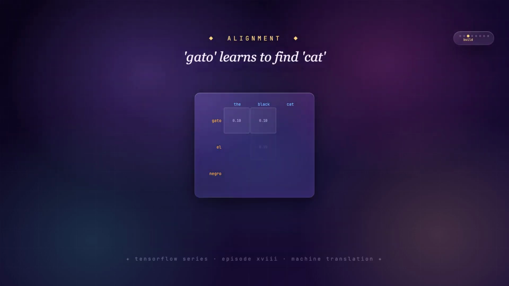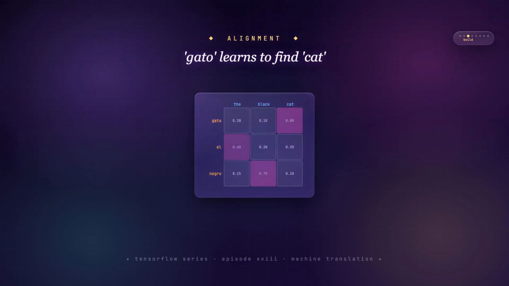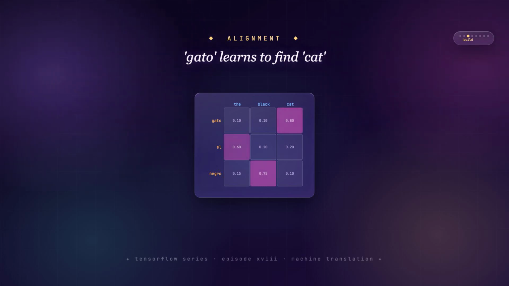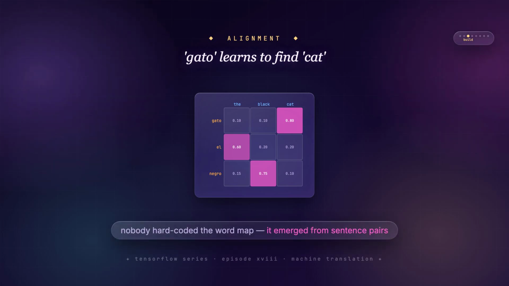Watch what that buys us. When the decoder is about to write "aprendizaje," cross-attention lights up over "learning" on the English side. When it writes "gato," it's staring straight at "cat." Nobody told it. Those words mean the same thing. It learned the alignment from thousands of sentence pairs. The magenta arrows you'll see in the figure are exactly this, the bridge wiring each Spanish word back to the English it leaned on.